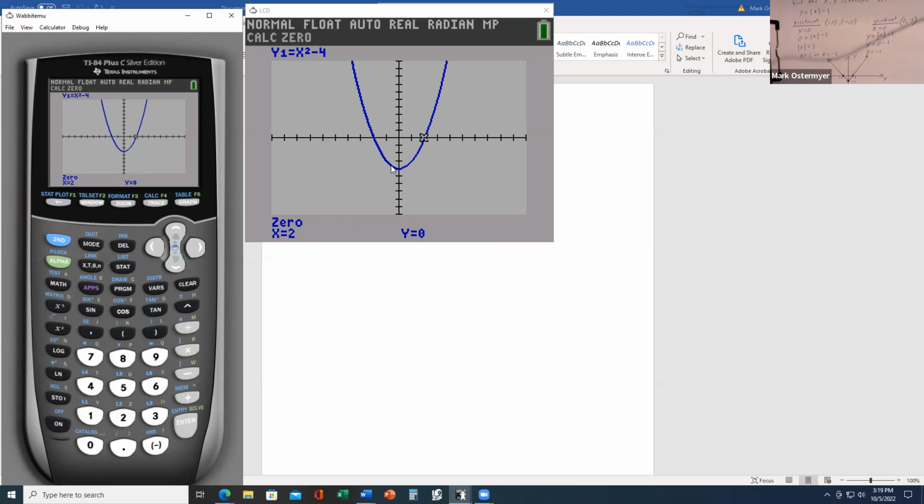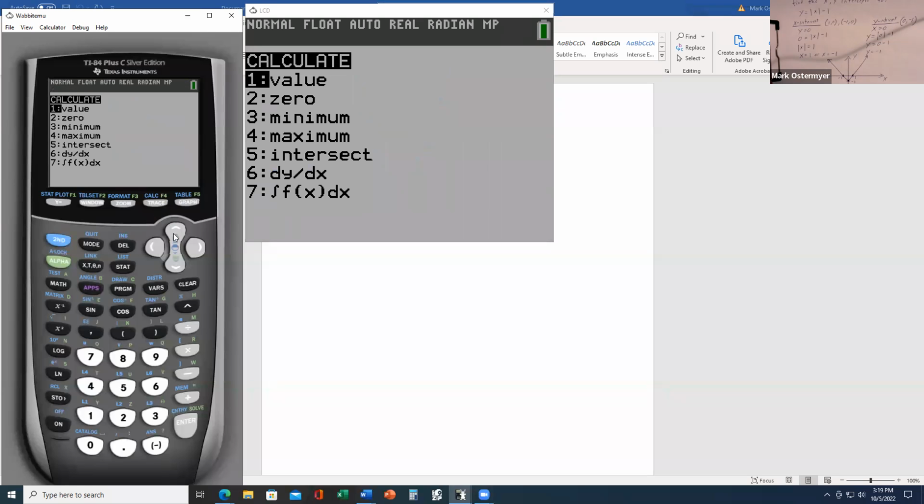Finally, to find the y-intercept, which is down here, if you're not able to visually read it off precisely, you are welcome to go to calculate, second trace. And this time go down, rather in this case, just use the value function. So the value function finds y-intercepts. The 0 function always finds x-intercepts.